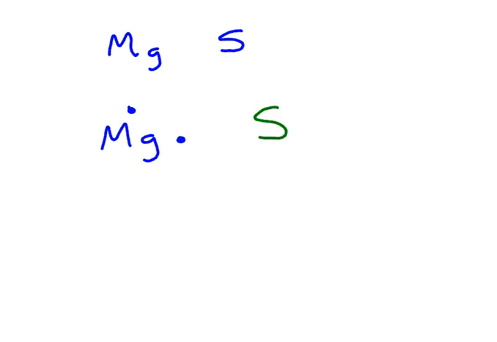An example of drawing an ionic bonding structure will be to consider the bond that occurs between magnesium and sulfur. We know magnesium is in group 2 on the periodic table and has 2 valence electrons. Sulfur is in group 6 and has 6. So I'm starting by drawing the Lewis dot diagrams for each. Magnesium has 2 electrons to lose. It will lose this one and this one.